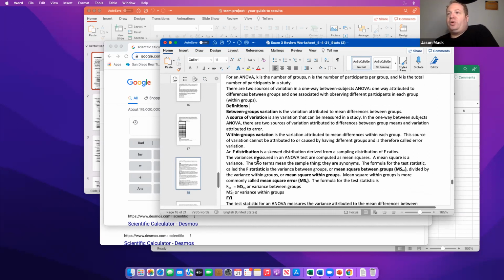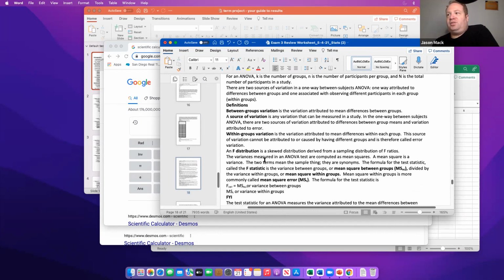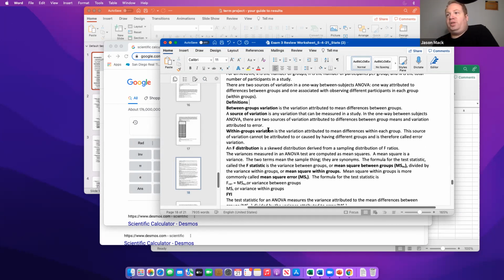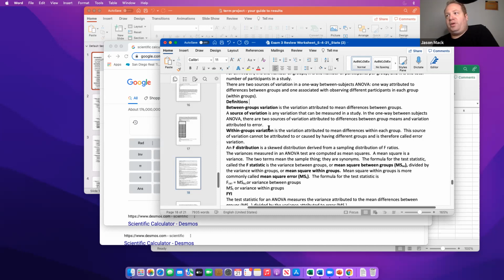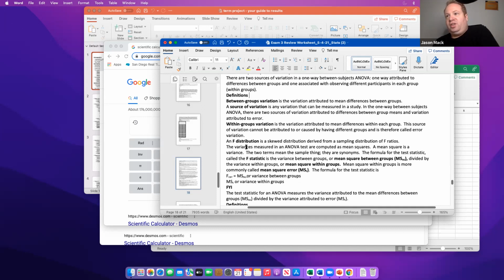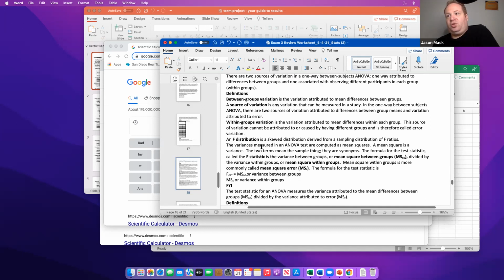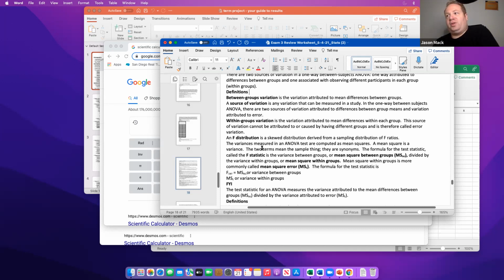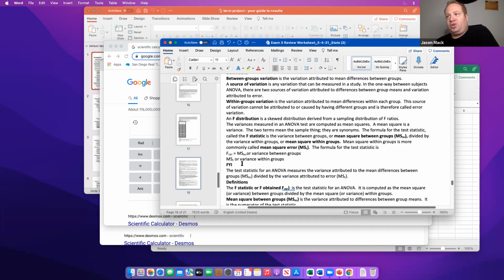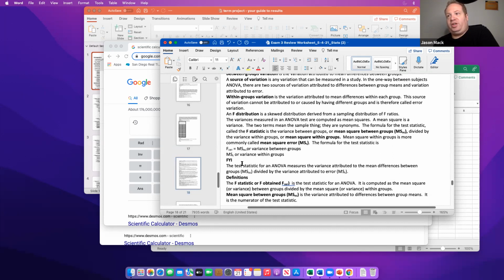Definitions. Between groups variation is variation attributed to mean differences between groups. A source of variation is any variation that can be attributed in the study. In the one way between subjects ANOVA, there are two sources of variation: variation attributed to differences between group means and variation attributed to error. Within groups variation is the variation attributed to mean differences within each group. This source of variation cannot be attributed to or caused by having different groups and is therefore called error variation. An F distribution is a skewed distribution derived from a sampling distribution of F ratios.